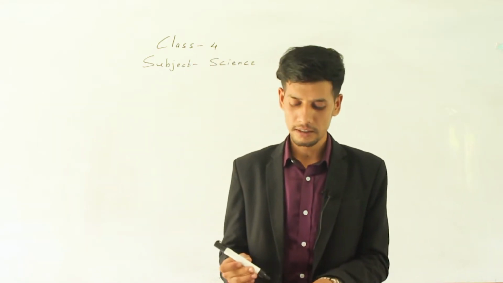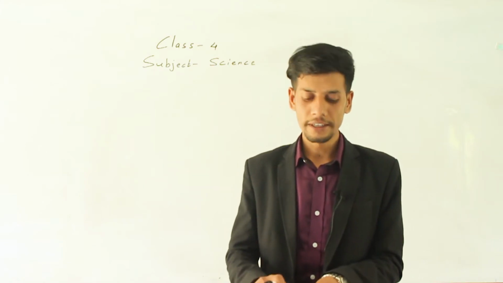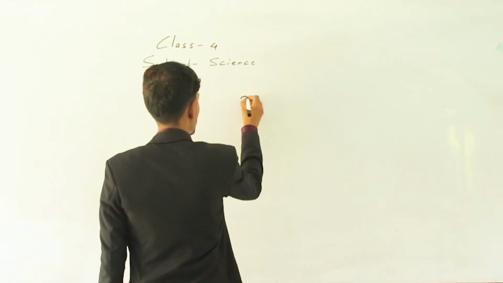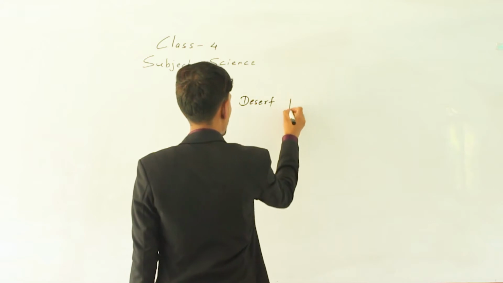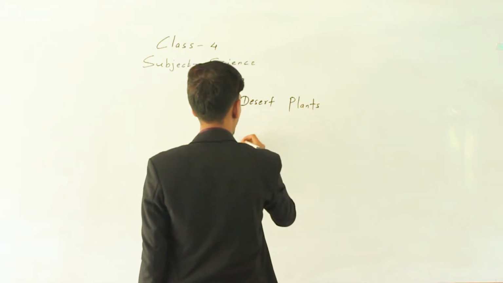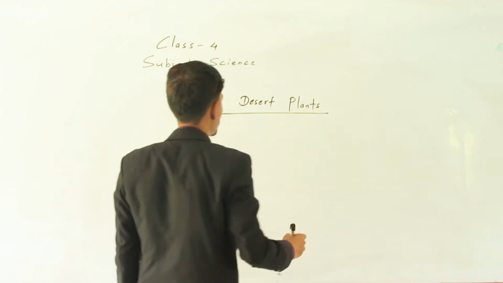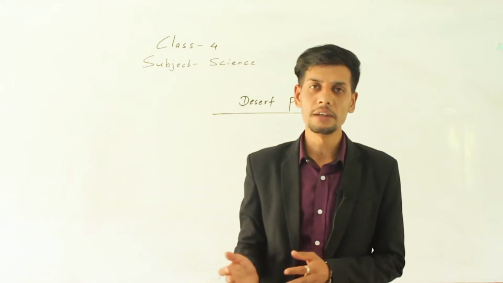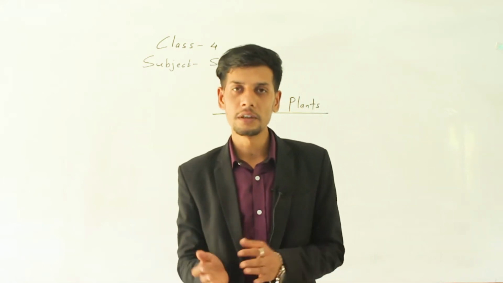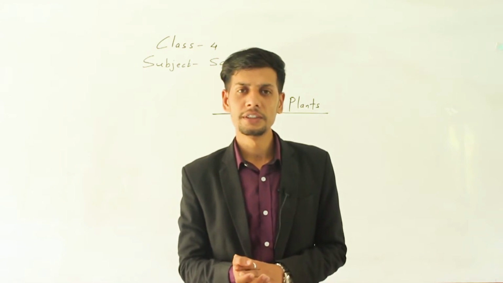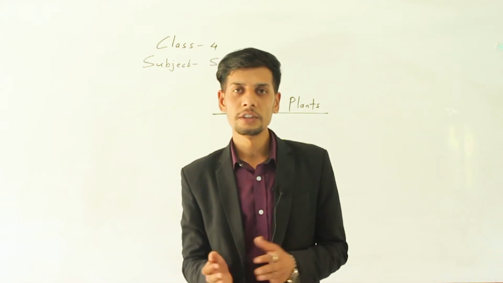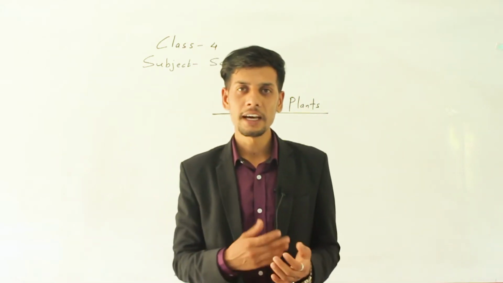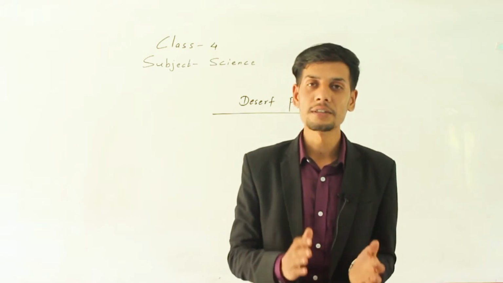Now in today's class we are going to learn about desert plants. Students, do you know desert is extremely hot? Desert is very hot. And in the desert some types of plants survive, such as aloe vera, cactus, etc. They can survive in the desert.